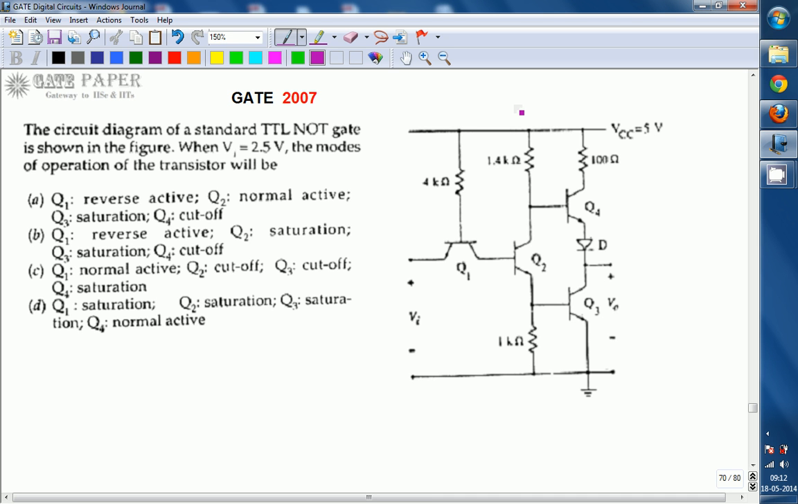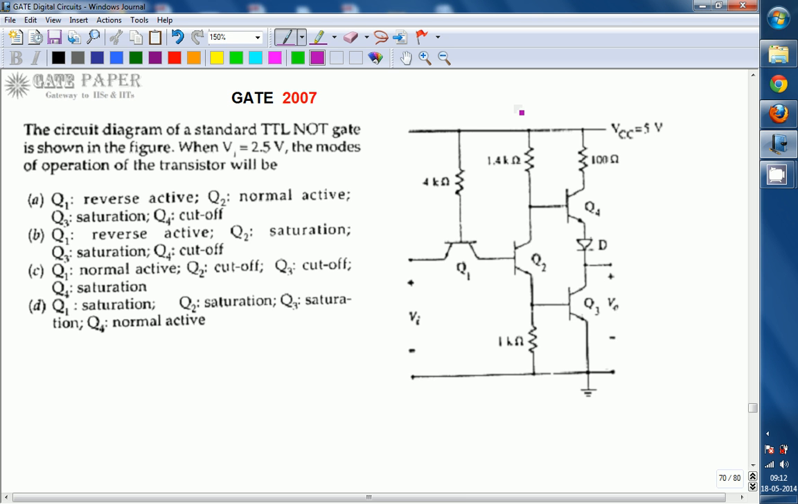When Vi is equal to 2.5 volts, what will be the modes of operation of the transistors Q1, Q2, Q3, Q4? Whether they will be in active mode, reverse active mode, saturation, or cutoff, that you have to specify. So what are the modes of those four transistors?